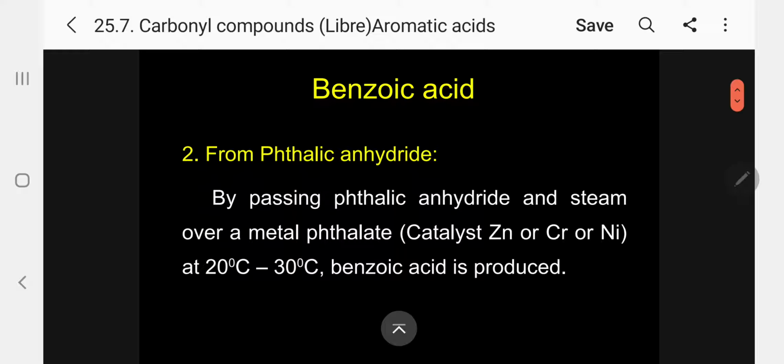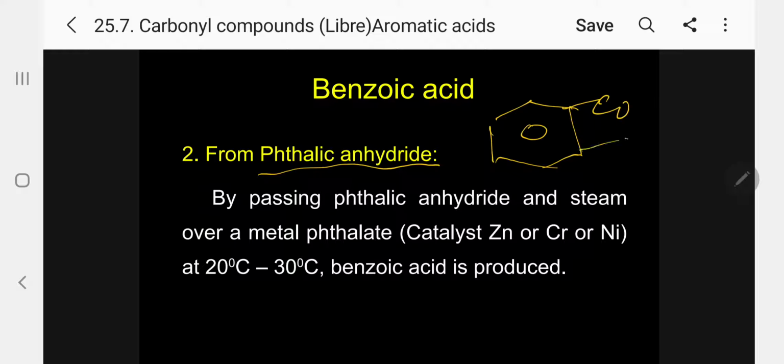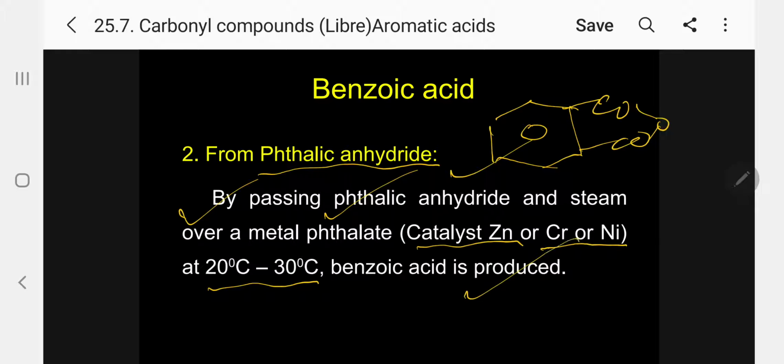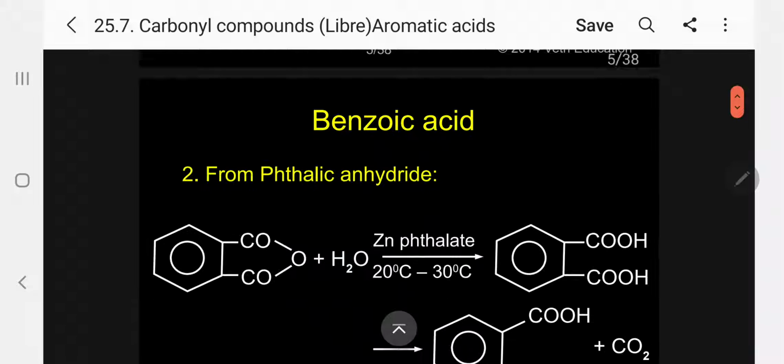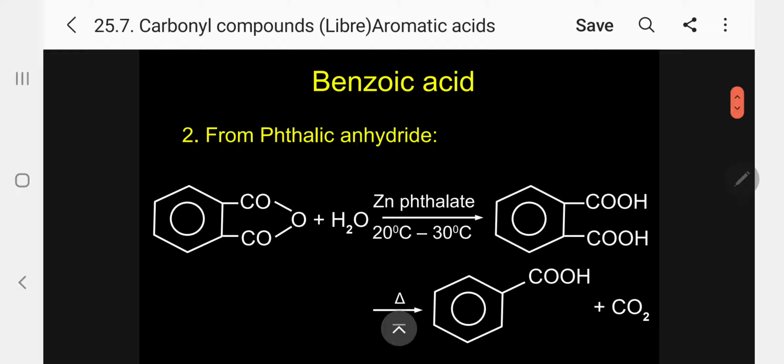The second method is from phthalic anhydride we can prepare. Kindly follow. What is phthalic anhydride? This is the structure, phthalic anhydride. By passing phthalic anhydride and steam over a metal phthalate catalyst, zinc or chromium or nickel, at 20 to 30 degrees centigrade, benzoic acid is produced. Kindly follow. So this is the condition.